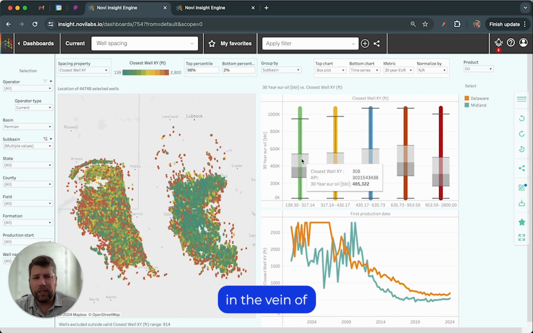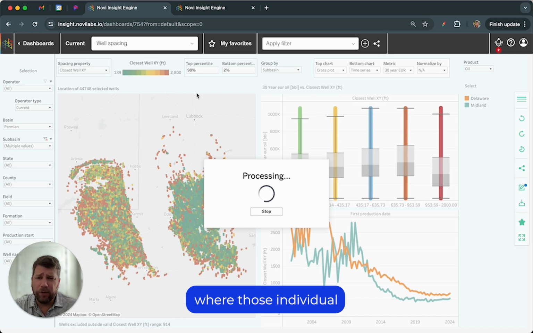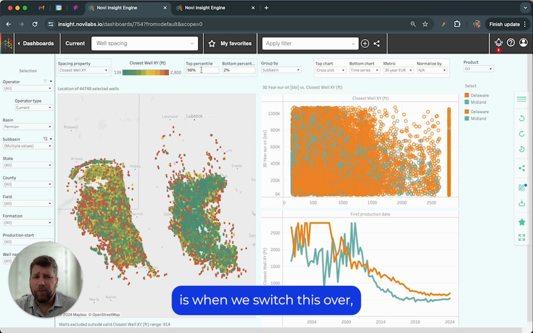We always look at it in the vein of production metrics. So right here, I'm looking at a 30-year EUR for oil. And then on the x-axis, you're seeing the bins for how closely those wells are spaced. And so a lot of people will look at it cross plot as well to try and understand where those individual results are.